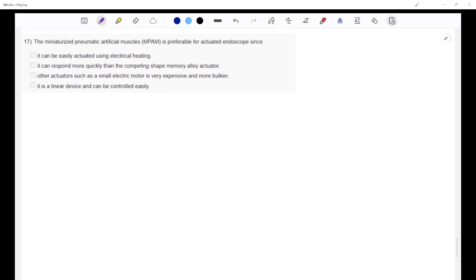The miniaturized pneumatic artificial muscle is preferable for actuated endoscope since it can be easily actuated using electrical heating. It can respond more quickly than the competing shape memory alloy actuator. Other actuators such as small electric motor is very expensive or more bulkier, and it is a linear device and it can be controlled easily. So, this MPAM is an actuator that works using compressed air, right?